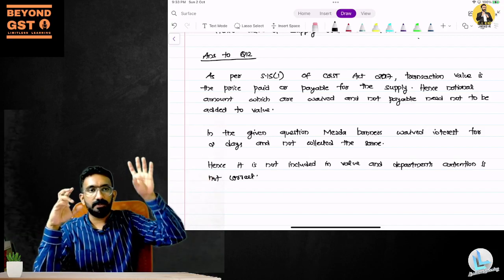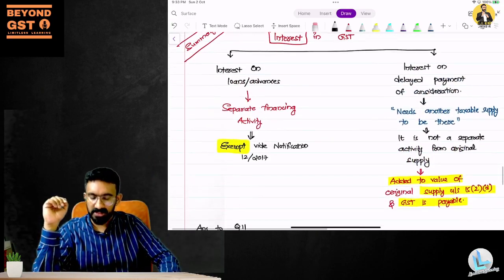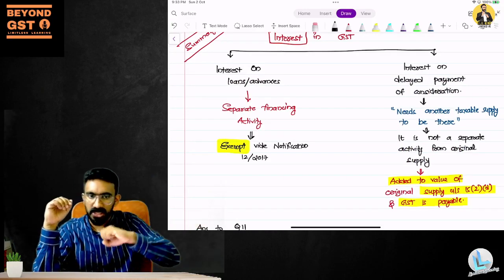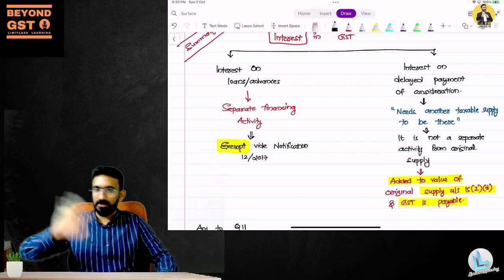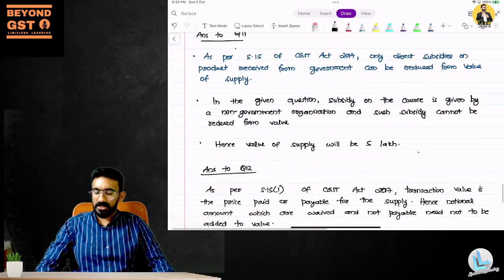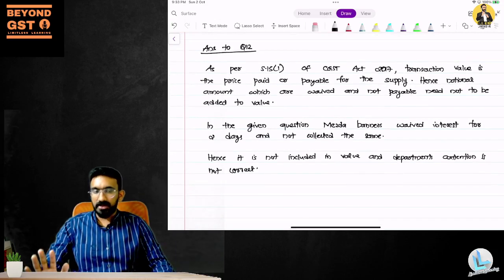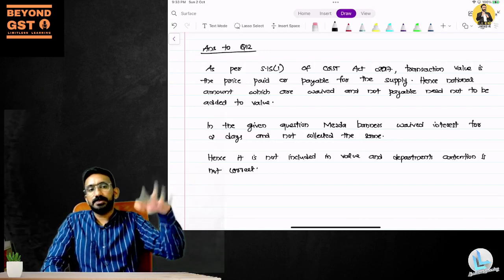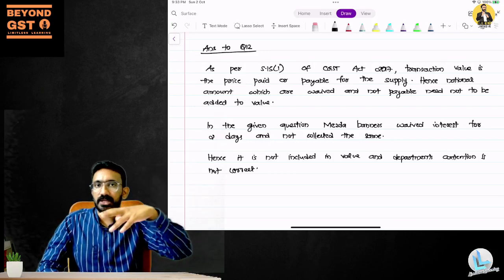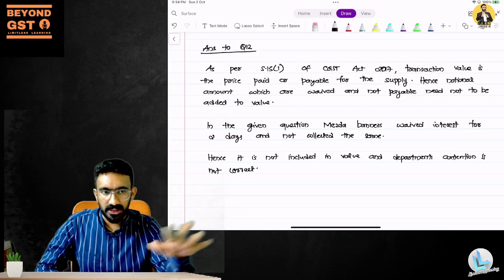Then we looked into interest and summarized how we will treat it. If it's interest on delayed payment of consideration, add it to the value. If it's interest as a separate financing activity, it is exempt, and we will not pay GST on that. Loan interest is not subject to GST, but interest because I paid late will be added to the value. We have to check that. Then subsidy: only government subsidy on product can be reduced. If it's another subsidy, you cannot reduce it from the value. This is the conclusion that we have.